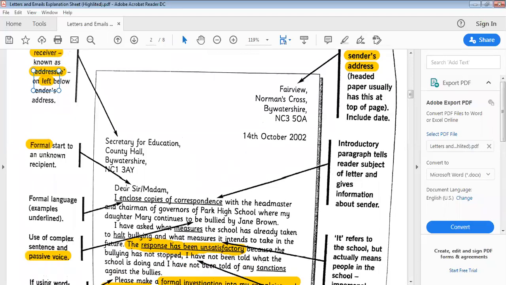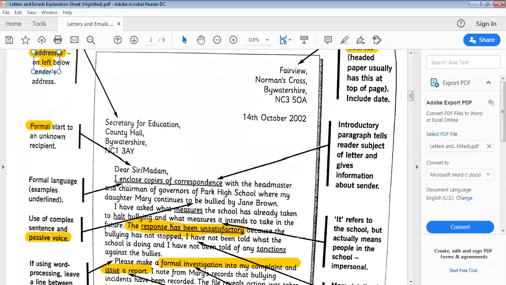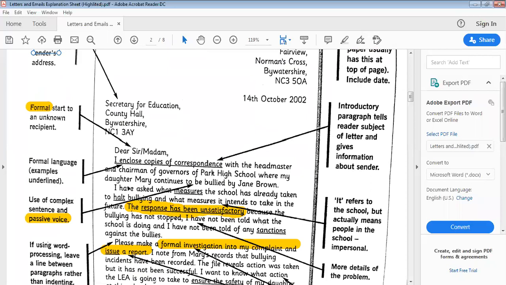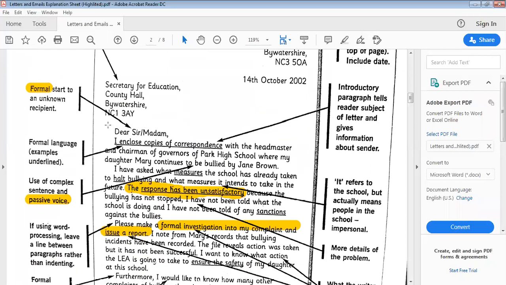Since this is a formal letter, of course, I have to start with a formal greeting. What is meant by a greeting? This is it. Dear sir or madam. If I don't know the name of the person I'm writing to, for example, I can be writing to the manager of a company, and I don't know the name. So I'm going to say, dear sir or madam, because I'm not sure if the manager is a man or a woman.